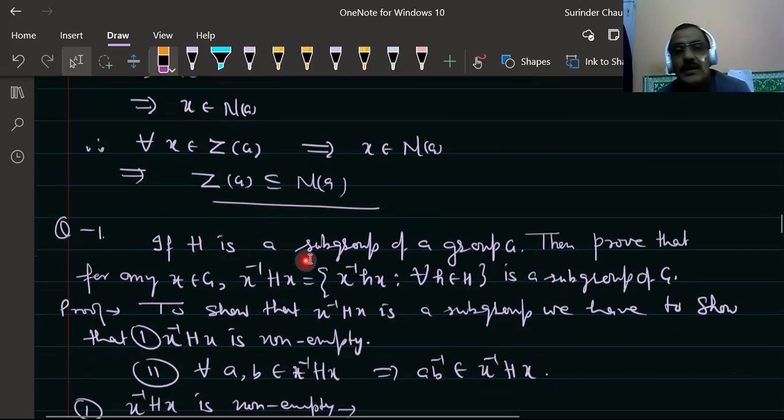If H is a subgroup of a group G, then prove that for any x belonging to G, x inverse Hx, the set of all x inverse hx such that h belongs to H, is a subgroup. H is a subgroup of G. Our aim is to prove that x inverse Hx is a subgroup of G. How to prove this result?